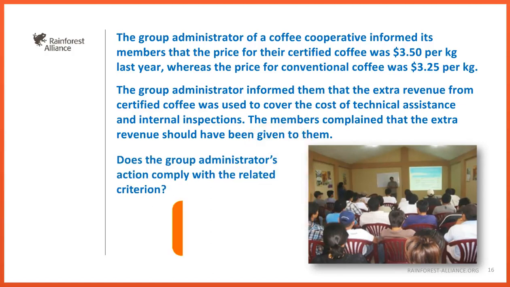The answer is yes. Criterion C 1.18 requires transparent communication about the revenue distribution, but it does not say that the extra revenue from selling certified products needs to be given all to the members. As long as the information is openly communicated to the members, the criterion is complied with.